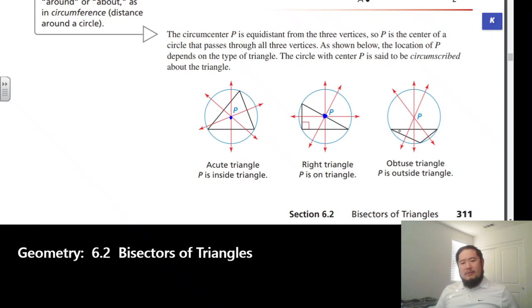And then in an obtuse triangle, remember, that is a triangle with an angle greater than 90 and less than 180. You can see that the circumcenter is on the outside. Right, so these three concepts are very important to know.